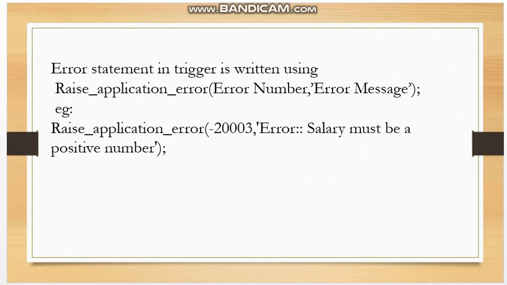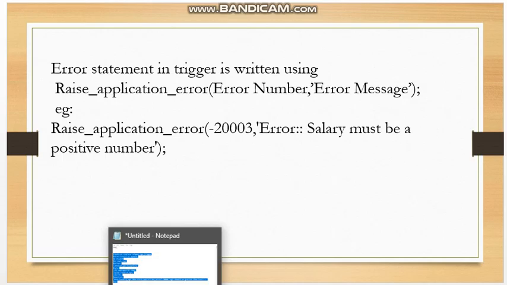Whenever we want an error message to be printed with the trigger, we have two options. One, we can use a raise statement, other we can use raise application error. This is an inbuilt function which is used for error messaging. It takes two parameters, error number and error message. The error number is a number and the error message is the message which we want to print.